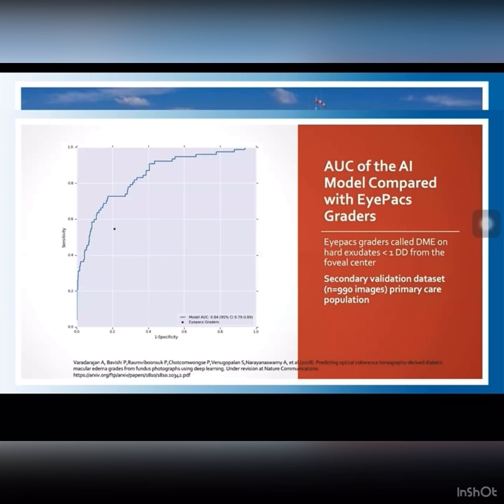And this was validation of the model on the new dataset of around 1,000 color retinal photographs. The model still performed better than graders from IPAX. Look at the blue line, which is the ROC curve, and the red dot, which is from graders from IPAX.